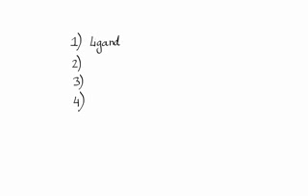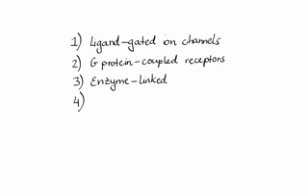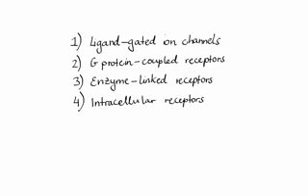Number 1, ligand-gated ion channels. Number 2, G-protein coupled receptors. Number 3, enzyme-linked receptors. And number 4, intracellular receptors. So now let's talk about them in more details.